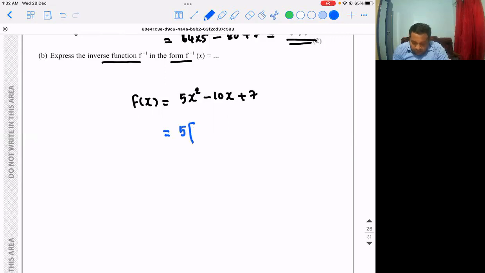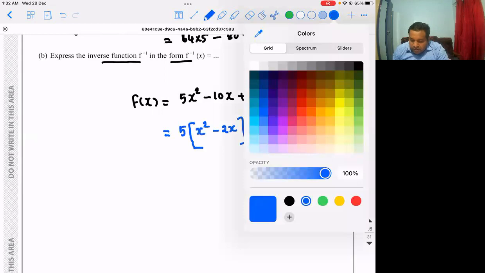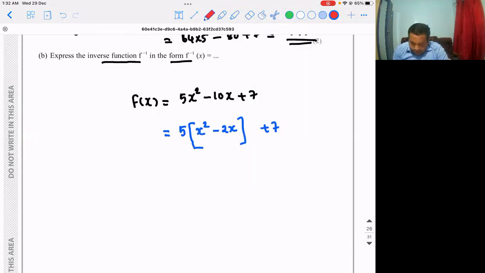We can take 5 common, right? If I'm taking 5 common, it becomes x squared minus 2x plus 7. For completing the square, the coefficient of x squared has to be 1. So 5 times this. How will we complete the square? X minus half of 2 is 1, right? So x minus 1 whole squared, minus the square of 1, which is minus 1. Then plus 7.